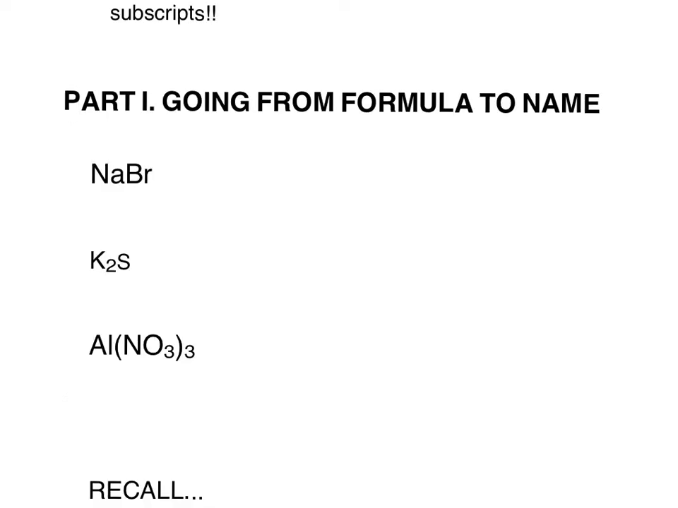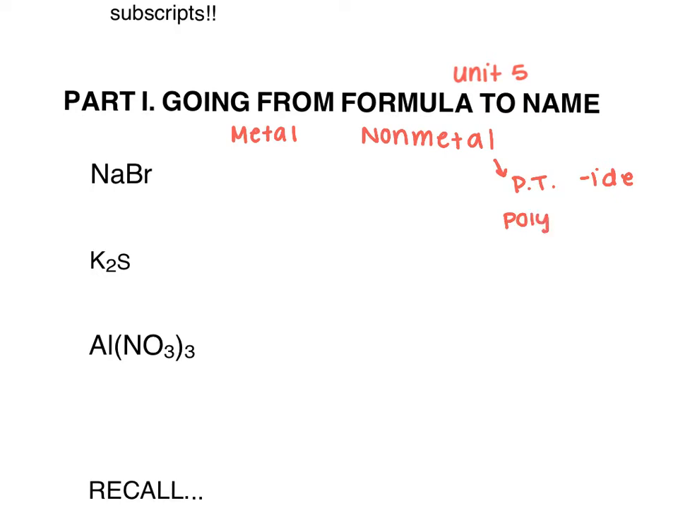Now we're going to do part 1, which is going from formula to name. This is what we really focused on in our previous unit, Unit 5, where I'm going to write my metal first. So my metal will always be first, and then I'm going to write my non-metal in that second position. If my nonmetal is from the periodic table, which I'm going to say PT, I'm going to change that ending to "-ide." And if it's from my polyatomic box, I will not change the ending. The ending stays the same.